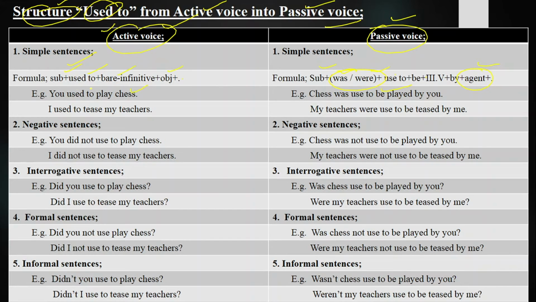I called them, they were called by me. So in the same way, was and were you will be using as past. And here we have not used did, because in simple sentences we don't use the helping verb did. And if you are using the helping verb did, then that will be put in negative, as in tenses, in interrogative, formal and informal sentences. I will say: you used to play chess. Chess used to be played by you. I used to tease my teachers. My teachers used to be teased by me.